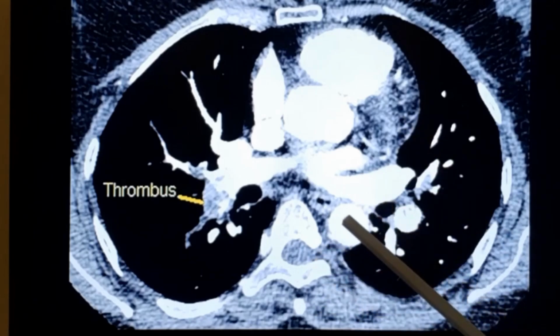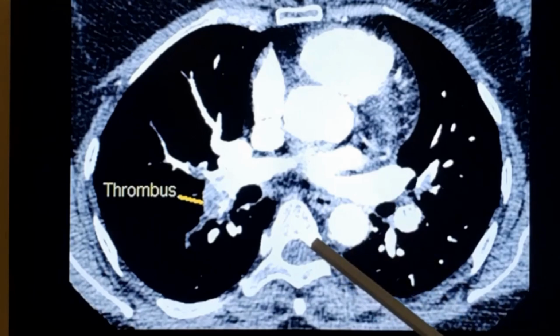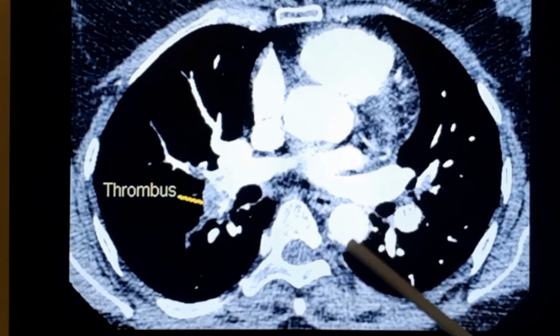The older tests of ventilation perfusion scan are rarely done. So also contrast angiography, that is invasive pulmonary angiography, is also seldom done unless you are planning some interventions like pulmonary balloon angioplasty in some cases of chronic thromboembolic pulmonary hypertension. Otherwise, the gold standard which is routinely done is CT pulmonary angiogram.